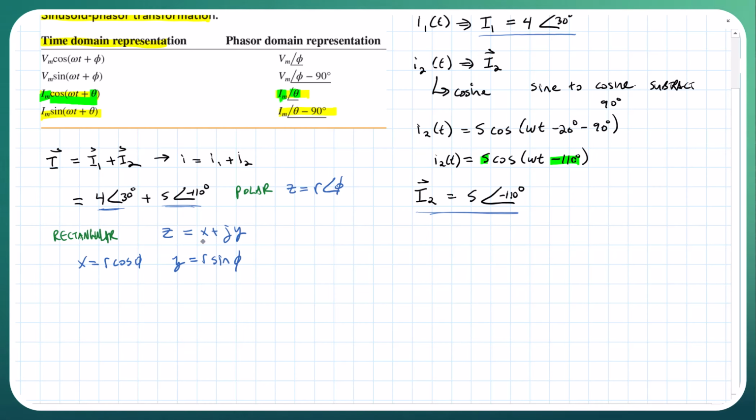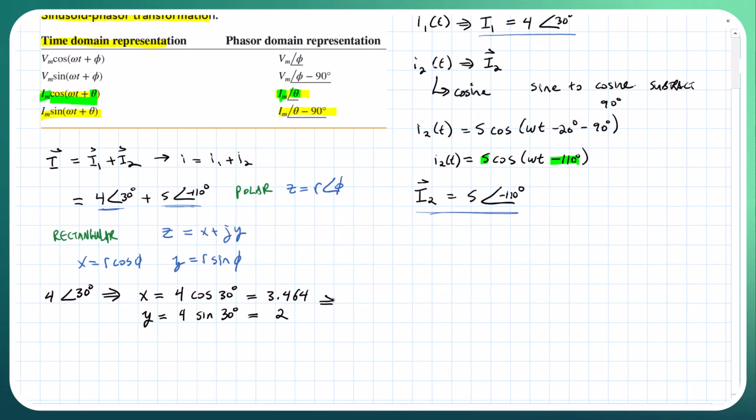So let's go ahead and take that step by step. Okay, so let's look at the first one. Let's break it down: 4 at an angle of 30 degrees. This is technically our I1, right? So x is going to equal r cosine of our angle, which is 4 cosine 30 degrees. If we plug that in the calculator, we get 3.464. Okay, and we're going to do the same thing for y. Again, it's going to be 4 sine 30 degrees, and that's going to give us 2.